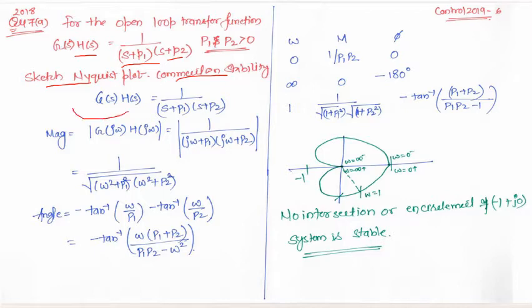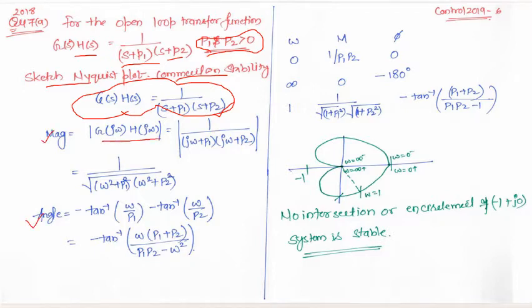So we are given one open loop transfer function. A generalized function is given to us, and the poles are mentioned as being greater than 0. Now we need to find its Nyquist plot. For that, we need to first find the magnitude and then we need to find the angle.